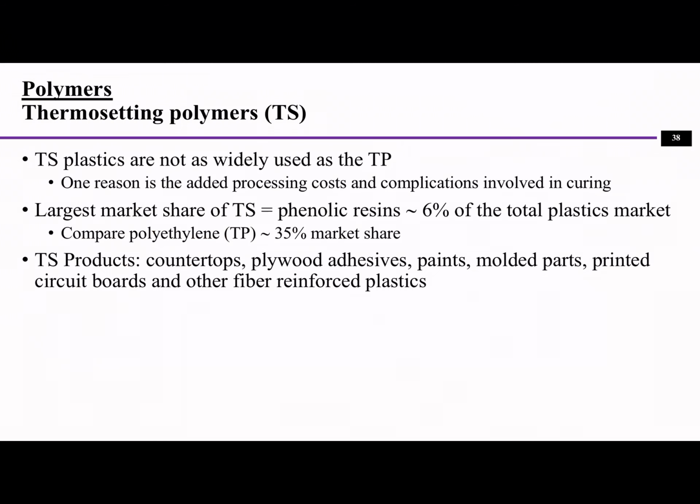Some typical thermosetting products are countertops, plywood adhesives, pins, molded parts, or some printed circuit boards, and some other fiber reinforced plastics are all thermosetting polymers, right? A very common one is phenolic resins, right?